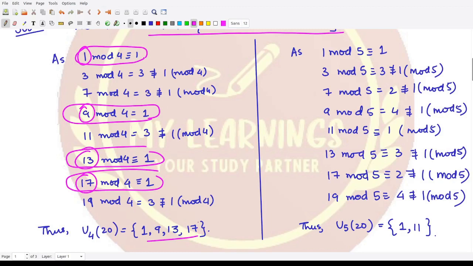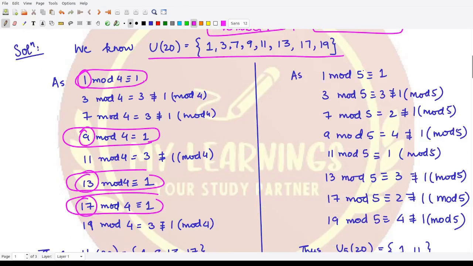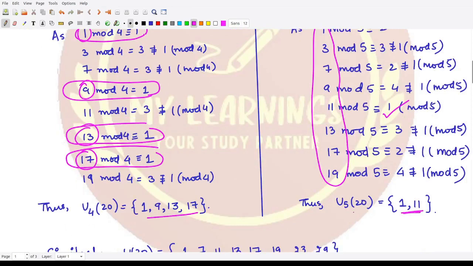Similarly, for the second part, U_5(20) is obtained when you calculate x mod 5, and once you obtain 1, you keep that element within your set. So when you compute it for all these elements 1, 3, 7, 9, 11, 13, 17 and 19, you obtain 1 for the number 1, then for 11, just these 2 members. So therefore you put these 2 within your set. What about the next one?